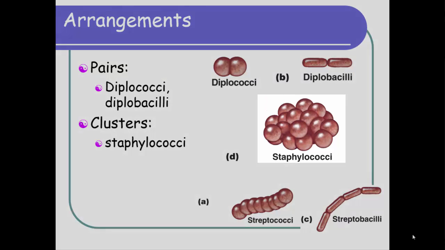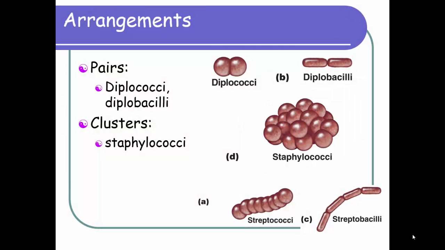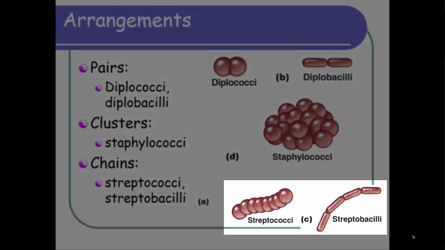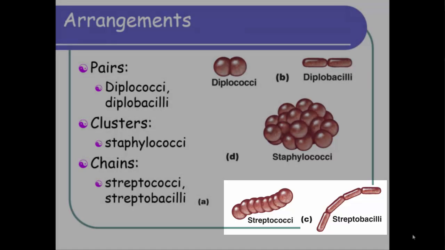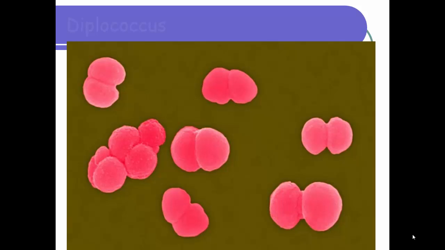Clusters: staphylo is the term for a cluster-like or grape-like cluster. And so we find staphylococci, which you will only find in a coccus formation. You do not have a staphylobacillus. They just don't exist. So when we talk about the arrangement, the cluster is a staphylo. Chains: you can have streptococci and streptobacilli. The prefix strepto means chain-like.